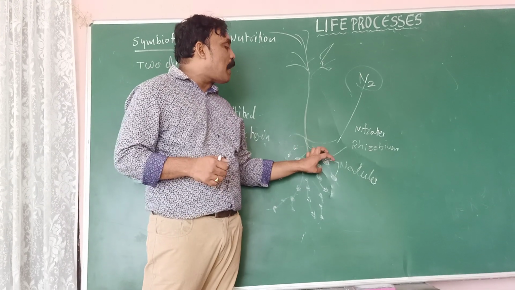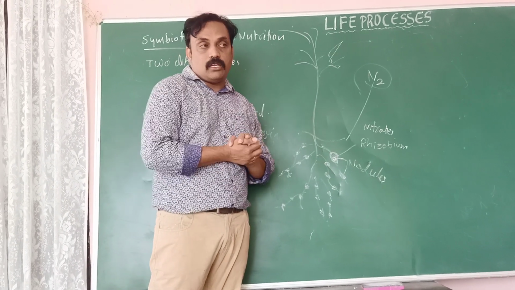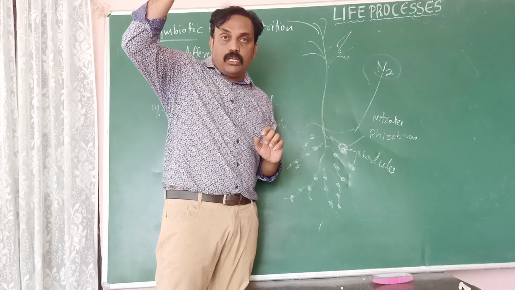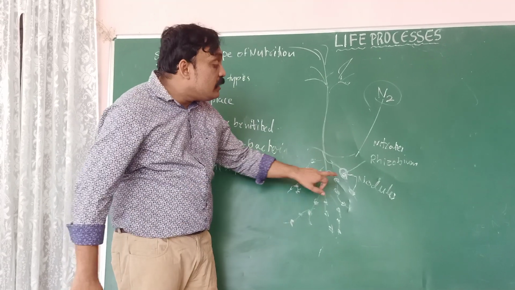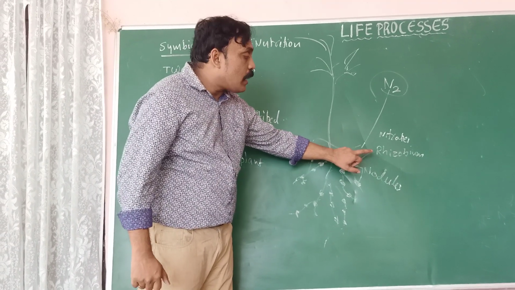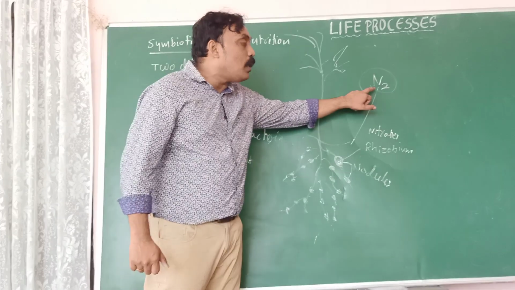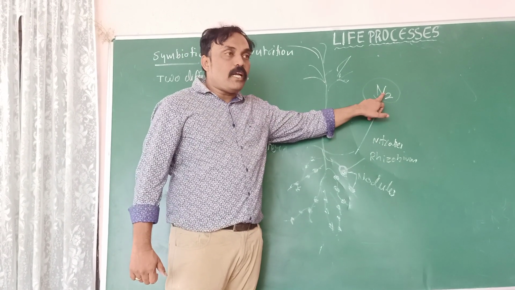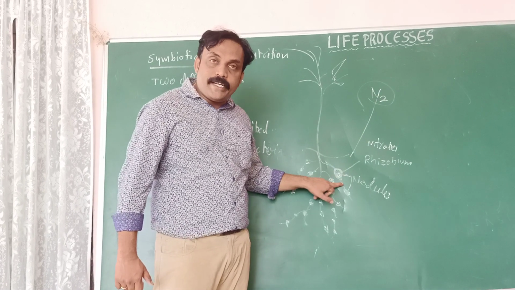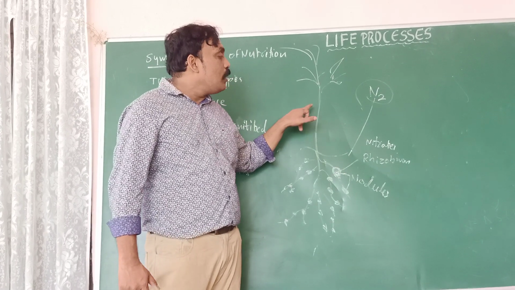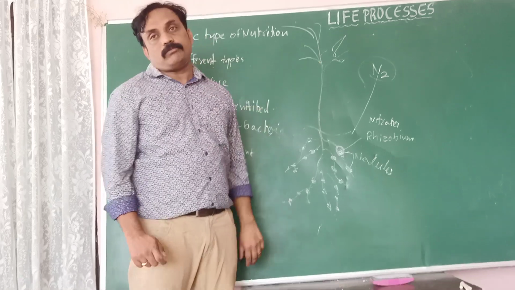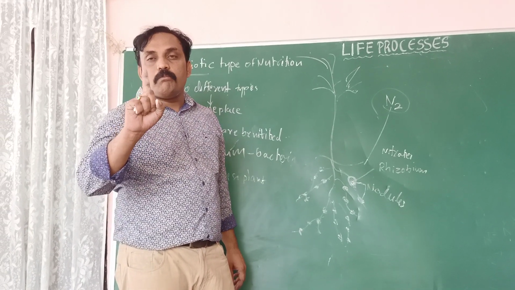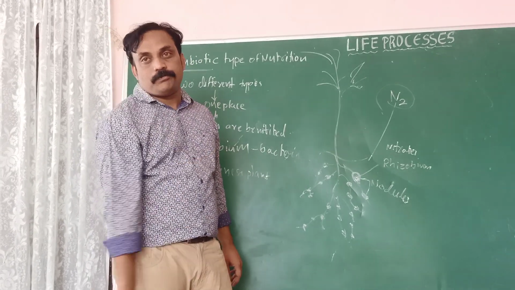The plants use these nitrates only to increase their growth rate. That means this rhizobium bacteria is useful to the plant. How is it useful? It absorbs atmospheric nitrogen and converts it into nitrates. Those nitrates are useful for increasing the growth rate of the plant. That means rhizobium bacteria is useful to the plant.